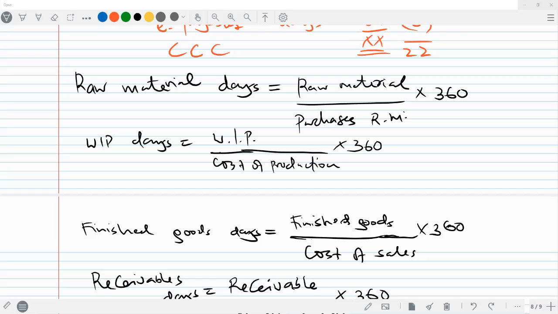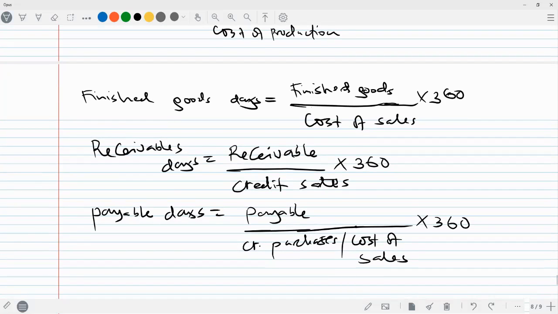So for receivables days and payables days, the credit sales and purchases are the total credit sales and total credit purchases. Yes, during the year, the total sales made on credit and the total purchases that have been made on credit throughout the year. Yes.